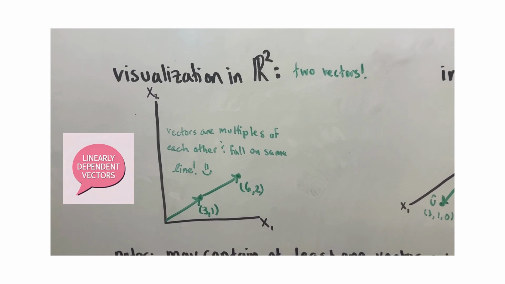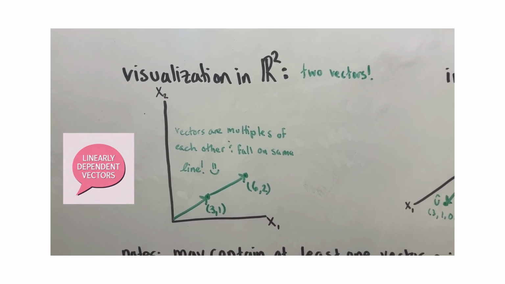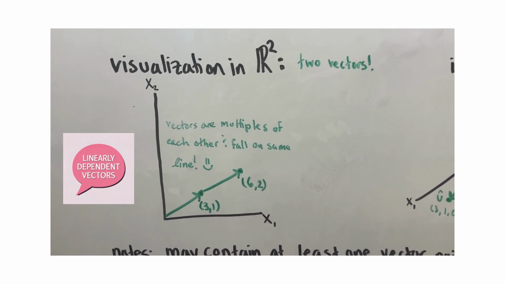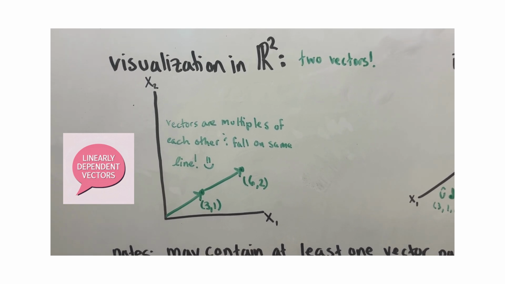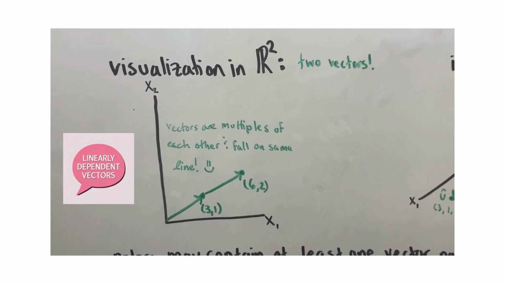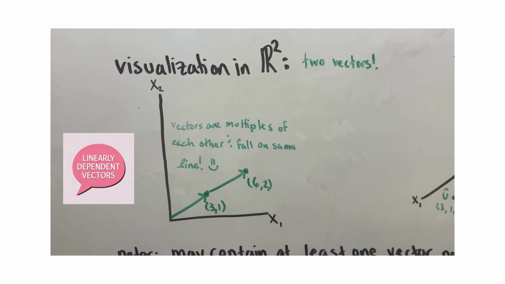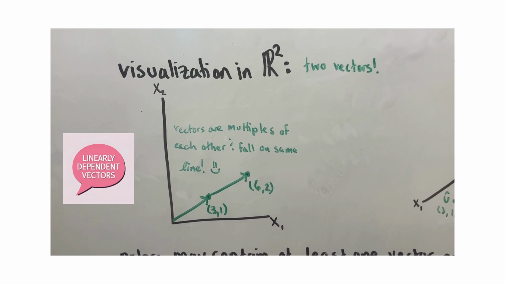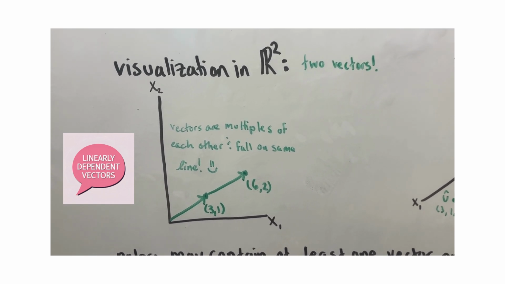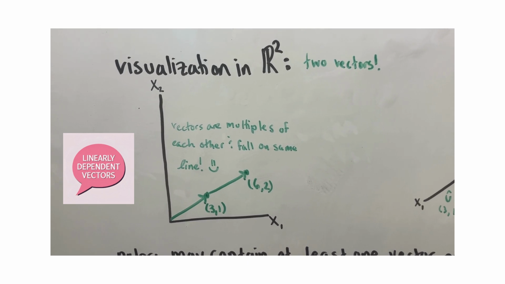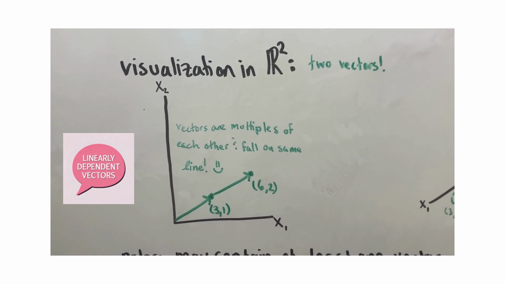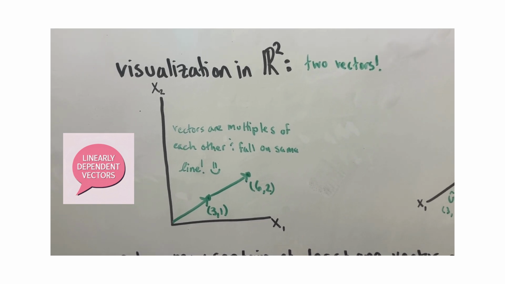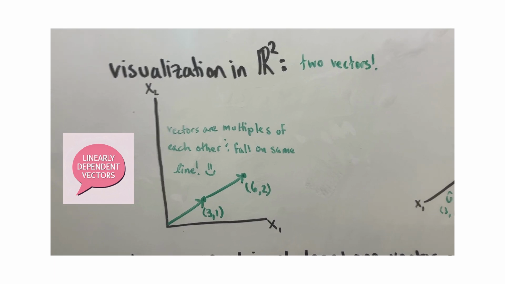On the other hand, in R2 for linearly dependent vectors, again still looking at two vectors, linearly dependent vectors are multiples of each other. They actually fall on the same line if we think about this from an Algebra 1, y equals mx plus b perspective. They're just an extension of the same line. Again, this makes sense when we think about the definition of dependence, even in English: things that need each other, rely on each other. These two vectors rely on each other to form the same line.